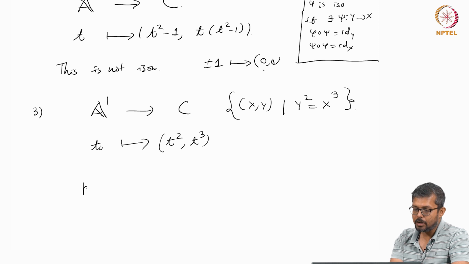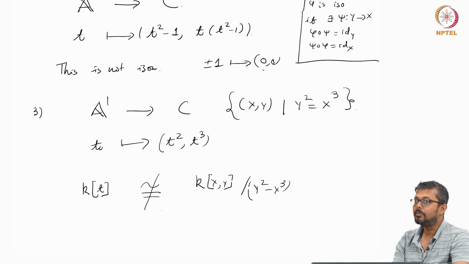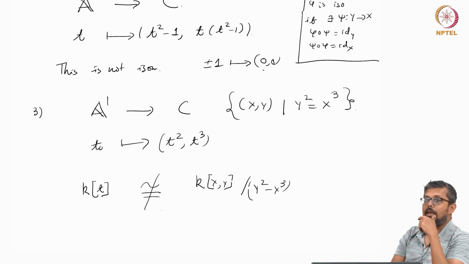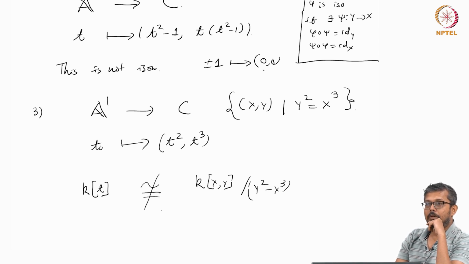Because what is the coordinate ring? Here it is k[t] and here it is k[x, y] by (y square minus x cube). This is not an isomorphism. k[x, y] modulo (y square minus x cube) is not isomorphic to k[t]. But it is a bijection, right.